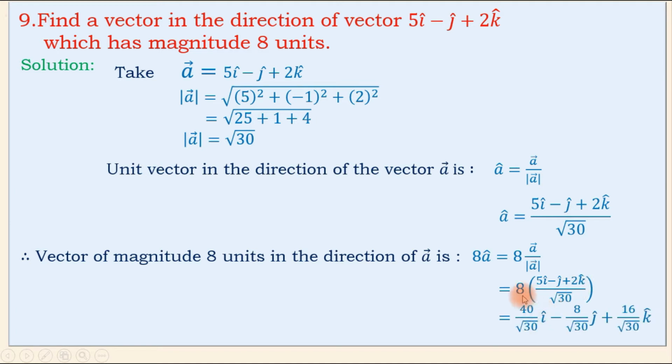So this can be split as 8 into 5 is 40, 40 by root 30 i cap minus 8 by root 30 j cap plus 16 by root 30 k cap.